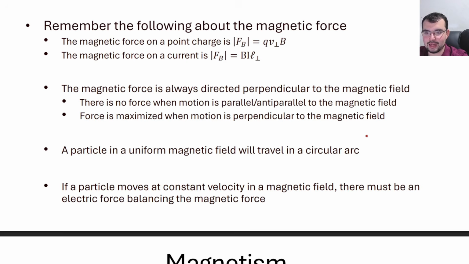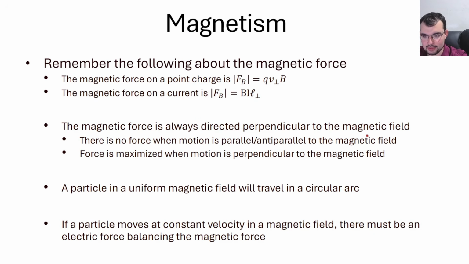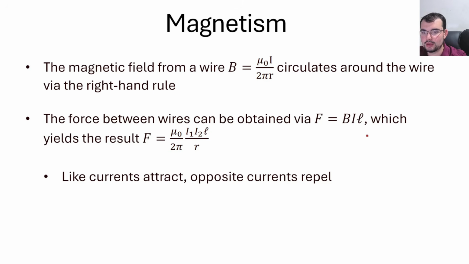And if you're somehow moving at constant velocity in a magnetic field and there is a force, you must have a balancing E field somewhere. Then for wires, the magnetic field from a wire forms a circle. Our formula for that is mu naught I over 2 pi r. And if you combine this formula for the wire field with the BIL force, you get our Coulomb's law looking idea for the force between parallel currents. And it's actually the opposite rules than charges. So same currents attract, opposite currents repel.